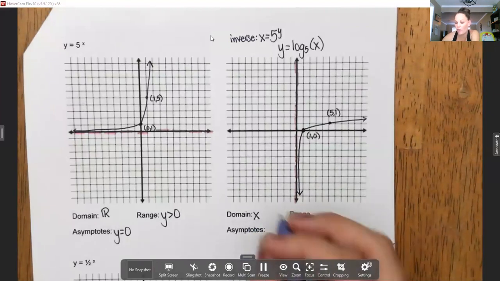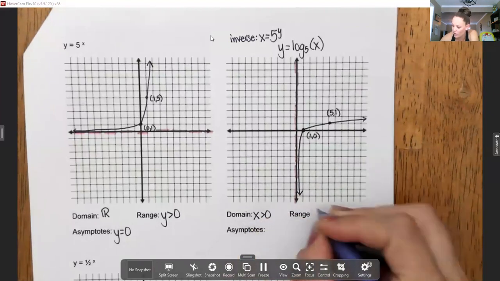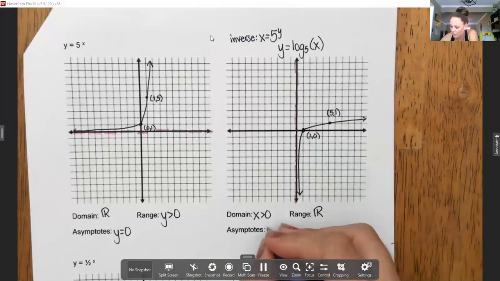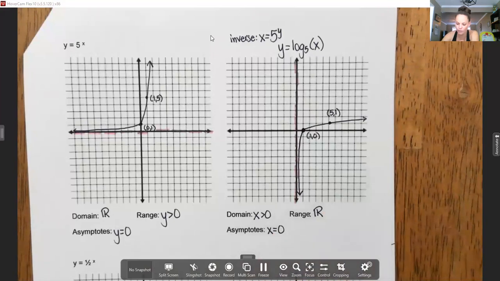So here the domain is X is greater than 0 and the range is all real numbers. So my asymptote is at X equals 0.